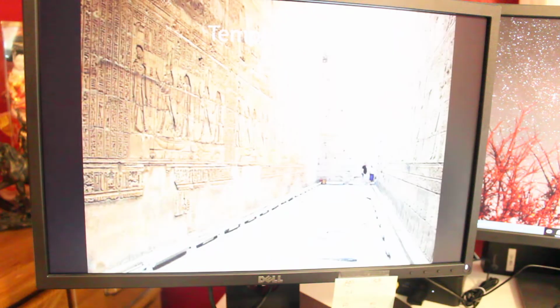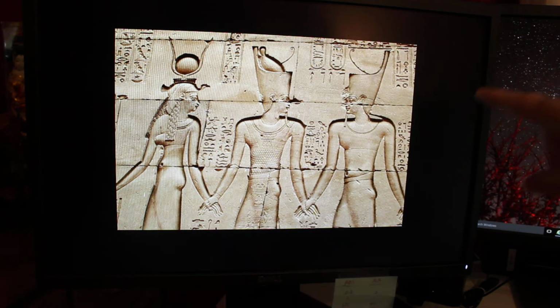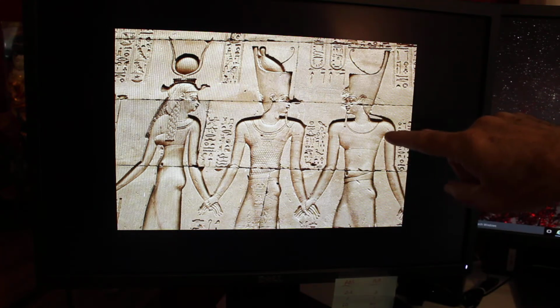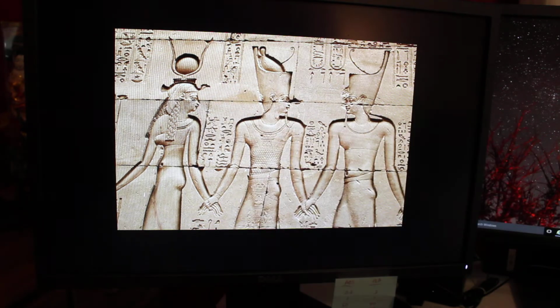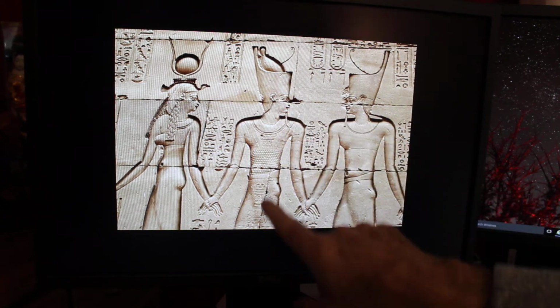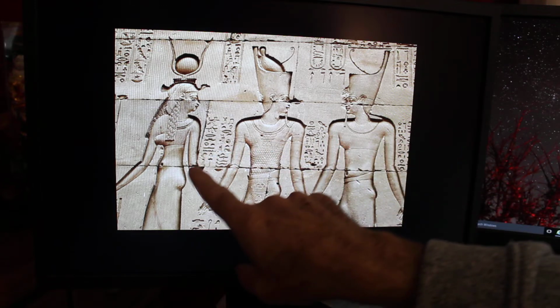Edfu here was built between around 57 and 237 BCE, and it was dedicated to the god Horus. Now it has undergone a lot of damage in that time. What you'll see as I show you more pictures of it here is that when they tried to convert Egypt to Christianity and to Muslim religions, they didn't like the old gods, so they took chisels to a lot of the faces of them. But this represents Osiris in the middle, the god of the afterlife, and this is the representation of Horus marrying his sister Hathor.